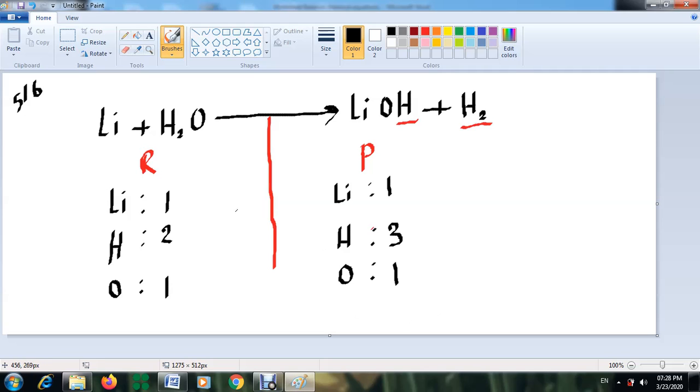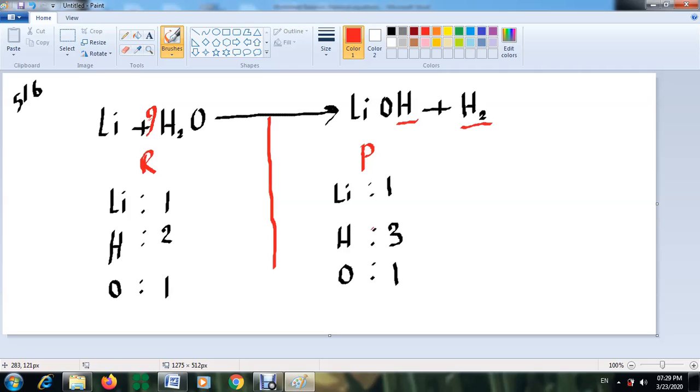How many hydrogen atoms in the reactant? 2. How many hydrogen atoms in the product? We have 3. Okay, how to make the number of hydrogen atoms the same? Actually, I have to look at a number that is common for each side. I'm going to think about now putting coefficient 2 here in front of H2O.